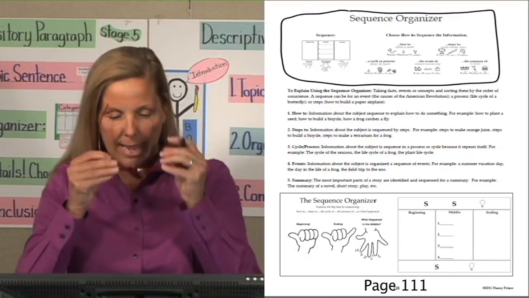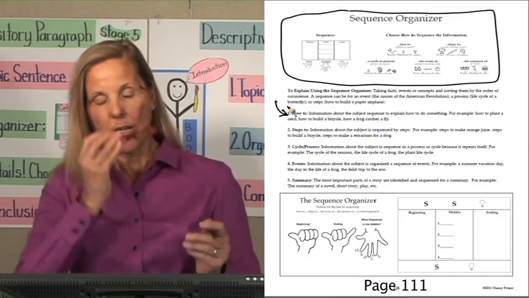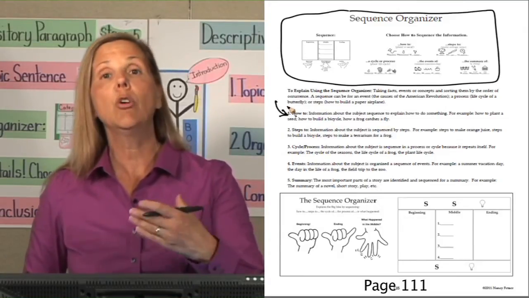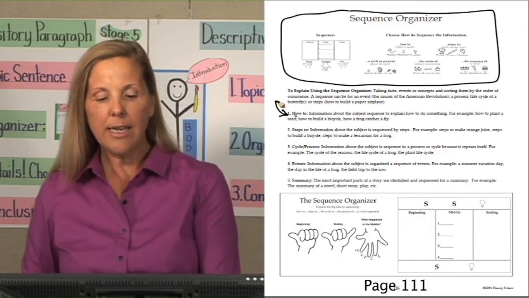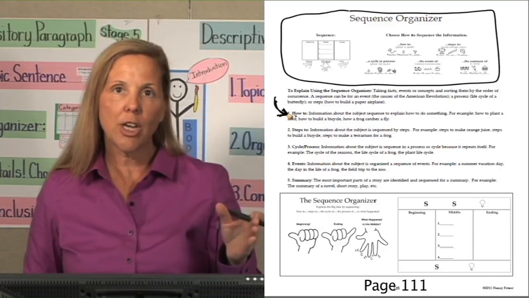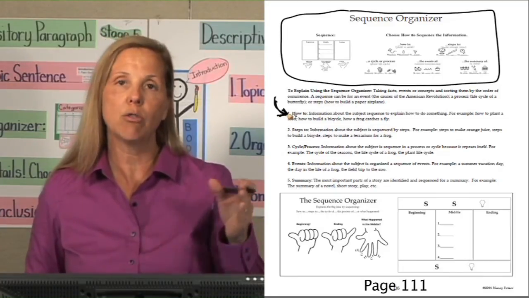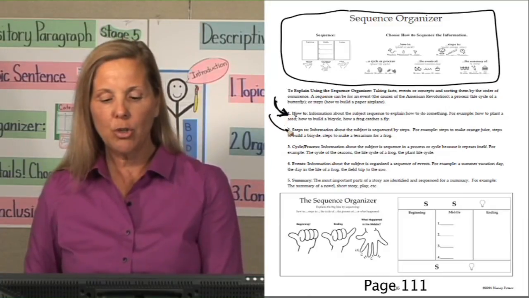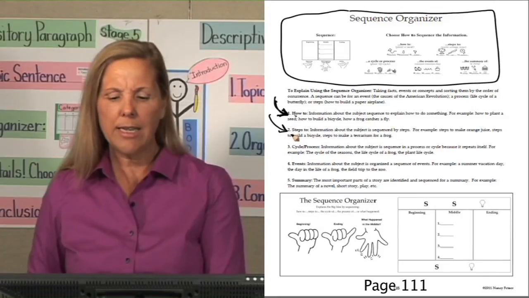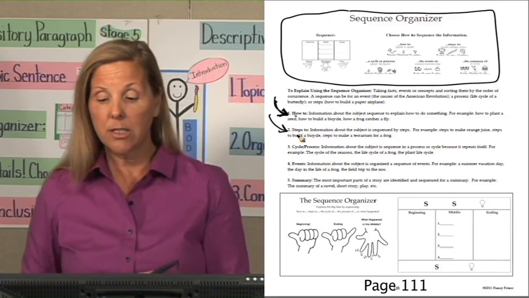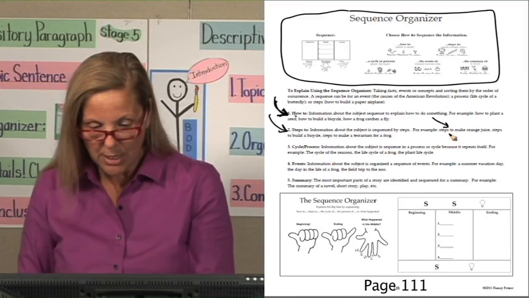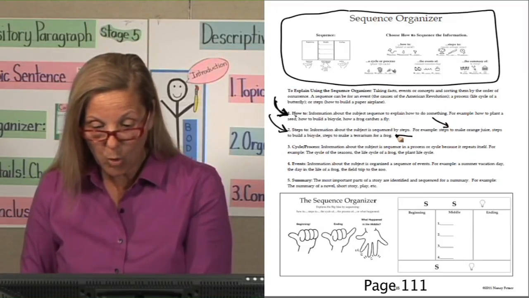So let's look at the 5 different ways. Number 1 is how to catch a frog, how to plant a seed. I need to sequence all the different information in order to tell you how to do something. Number 2 can almost be an overlap of number 1, and that is the steps. For instance, the steps to build a bicycle, the steps to make orange juice, the steps to make an aquarium.